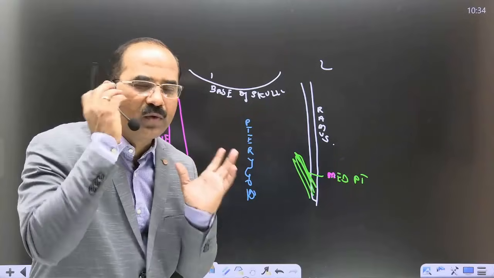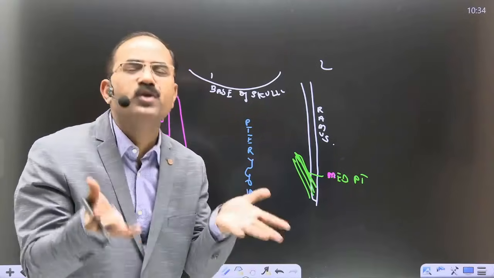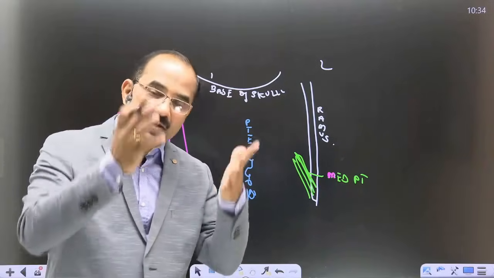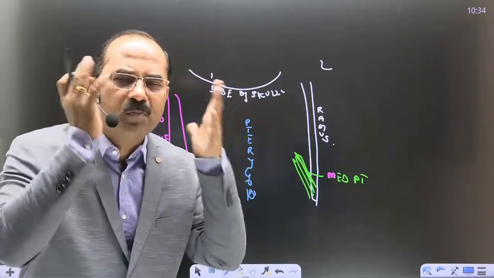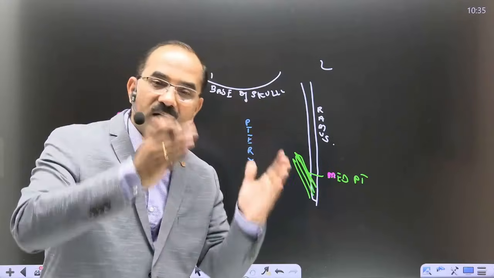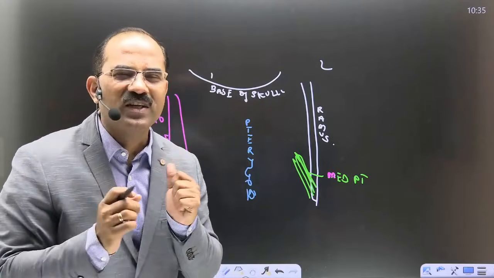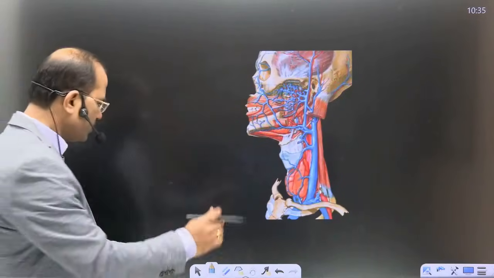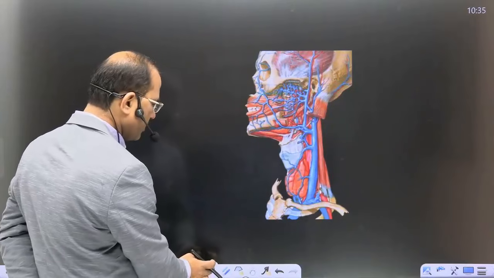But when we remove the ramus of the mandible, we are not able to directly see the pterygoids because on these pterygoids lies a venous plexus. The name of the plexus is the pterygoid venous plexus. Have a look at this. So where does the pterygoid venous plexus lie? Students, you tell me now.